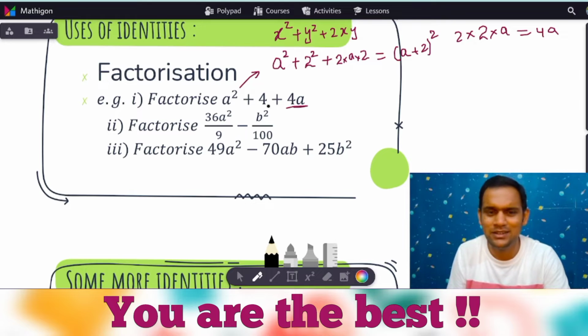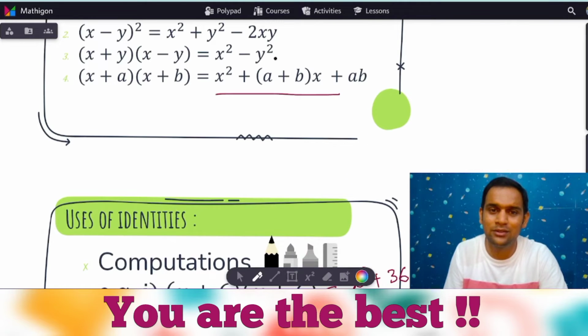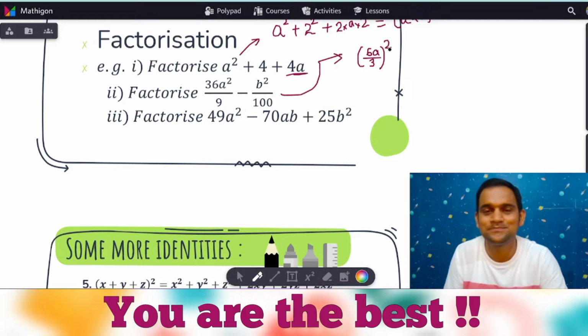Now the second one, it's a little bit tricky one. What are the identities so far discussed where you have x square minus y square? That's the third identity, right? So that means we need to look for a perfect square in x square and y square. So can we convert this into an x square form? Obviously we can. Let's try to do that. Can I write 36a square by 9 as (6a by 3) the whole square?